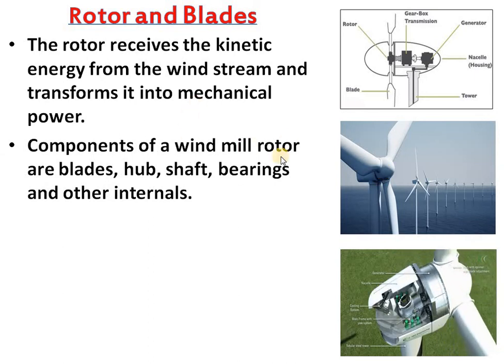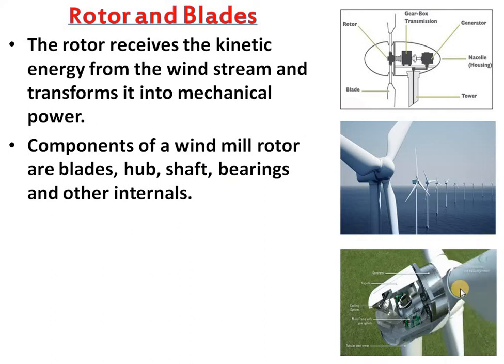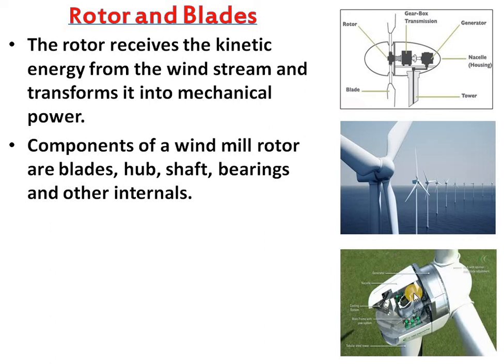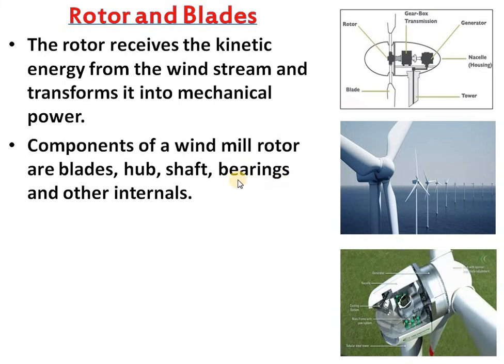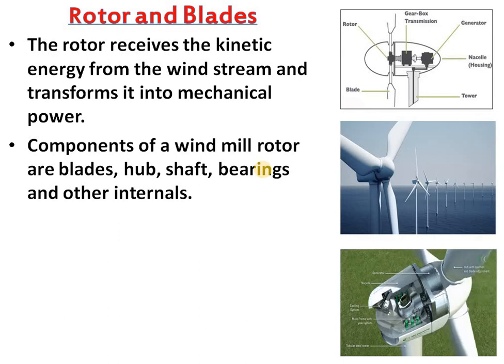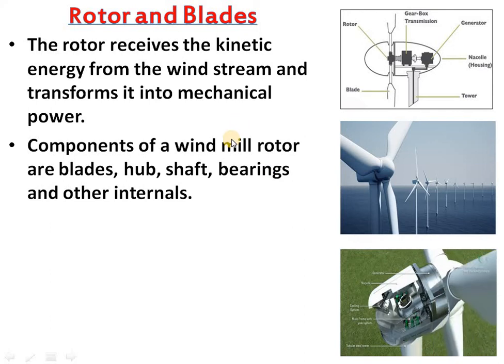Components of a windmill rotor are blades, hub, and shaft. Shaft is there inside. You cannot see the shaft. This is kept inside. The shaft is connected to the generator. And in order to gain a smooth rotation, usually bearings are used. Bearings are provided to rotate them frictionless. So these are the details of the rotor.